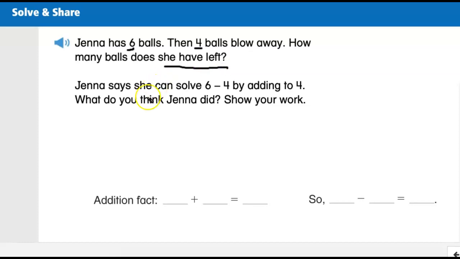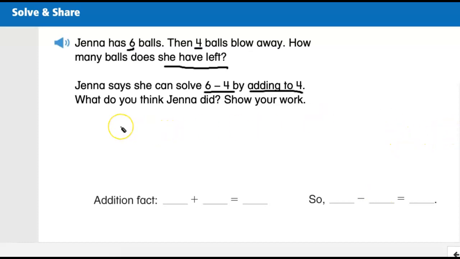Down here it says Jenna says that she can solve 6 minus 4 by adding to 4. What do you think Jenna did? And show our work. So boys and girls, it wants us to do 2 things down here. It wants us to write our addition fact for what we think Jenna did by solving 6 minus 4 by adding to 4. And then we are going to write what 6 minus 4 will equal.